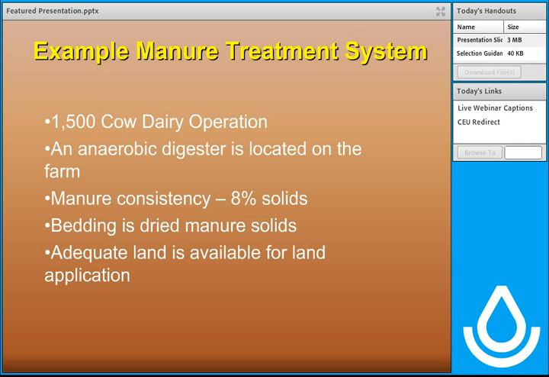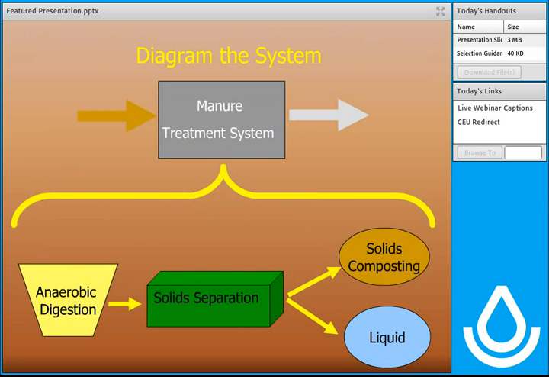Here's an overview of the livestock operations. As we look here, we have a 1,500 cow dairy operation. There's an anaerobic digester. The manure consistency is 8%. For bedding, they use dried manure solids, and they have adequate land to apply their manures. So this is the information that you have. Of course, you're going to gather additional information as you go on the farm. You may not have the analyses, and that's what you're going to find out in just a little bit. We do not have a very thorough analysis of the information, and we'll see how we address that.